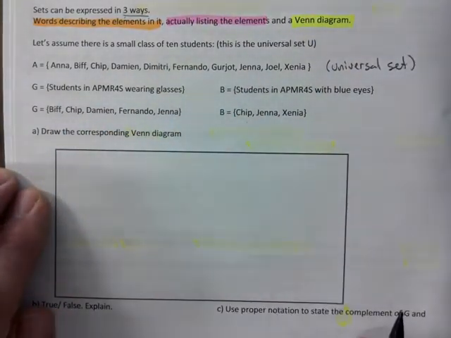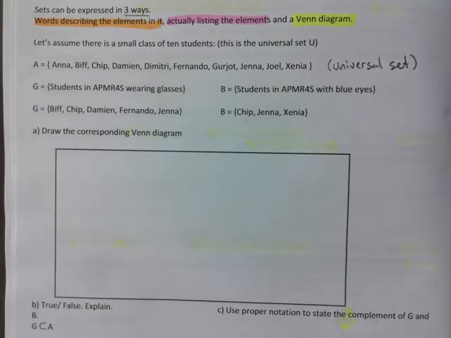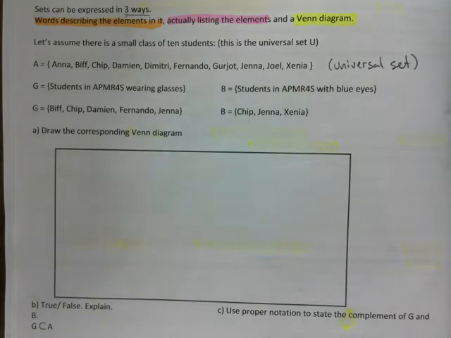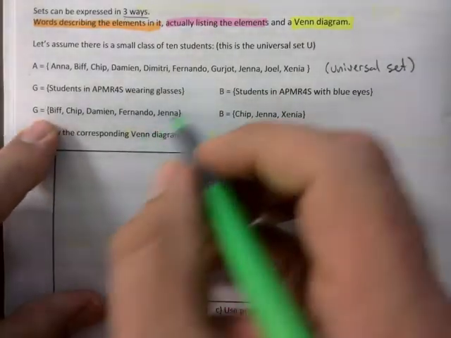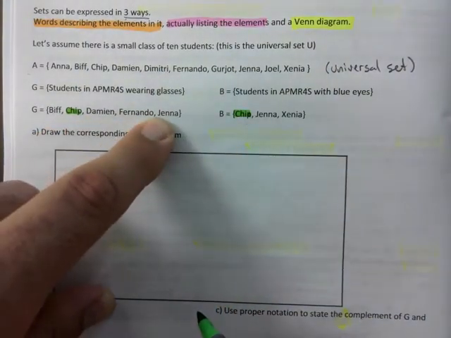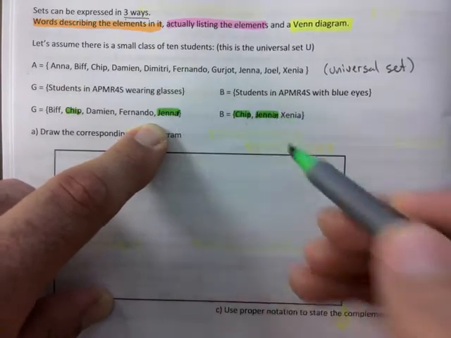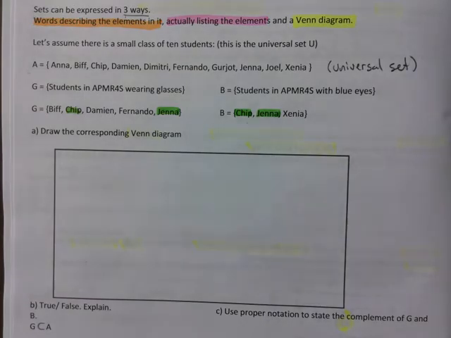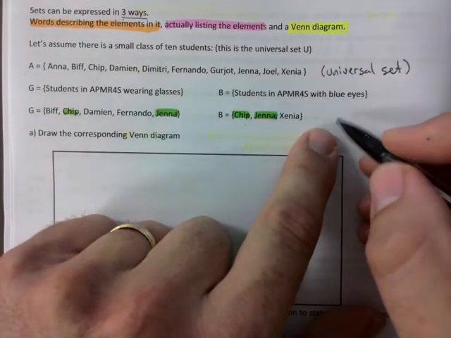So let's draw a corresponding Venn diagram. Before you draw your Venn diagram, guys, check if there are common elements. Do the sets that I'm about to draw have something in common? That's the first thing you want to scan for. And do they? Yeah, they do. I'm going to use green here, but I see that Chip is in both. I see that Jenna is in both sets, right? So what do we call these sets when they share things in common? They're joint. Okay? So make a note, joint sets.